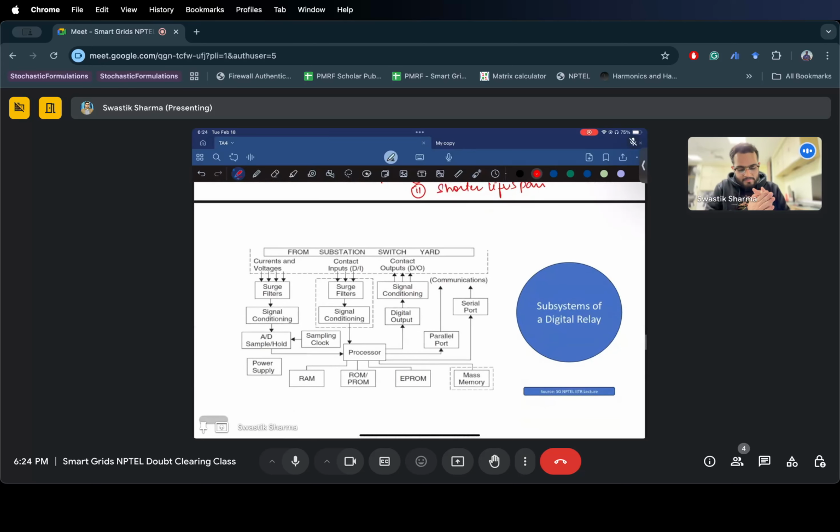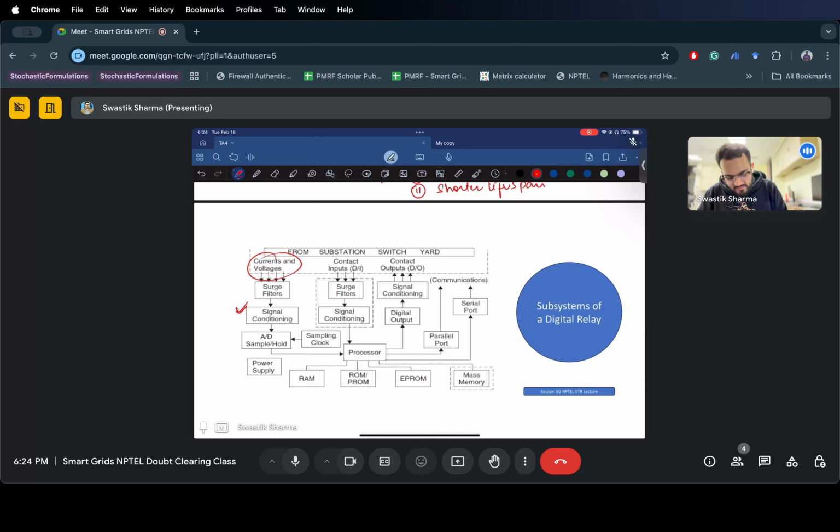So this is how the subsystem of a digital relay looks, like any digital device which sends signals in digital form. We have already covered everything in the PMU aspect, but we'll still see. They require current and voltage data, which they pass to surge filters. The surge filters remove the surges present in this data. For example, when some switches close, there can be spikes in the data. So surge filters remove those surges.